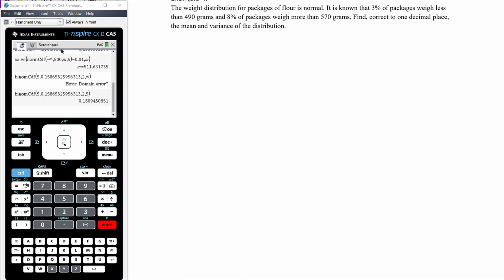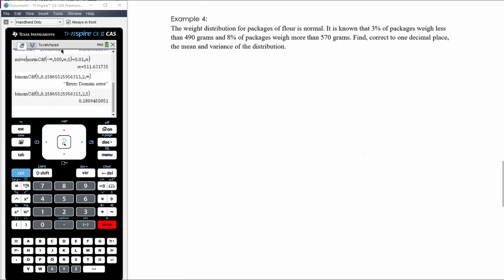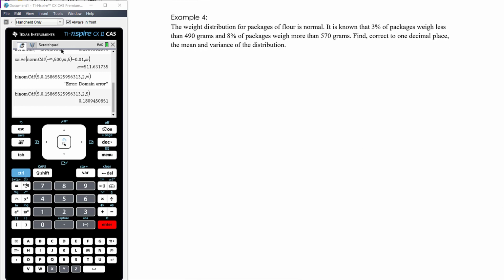Okay, example 4, I think this might be our final one. The weight distribution for packages of flour is normal. It is known that 3% of packages weigh less than 490 grams and 8% of packages weigh more than 570 grams. Find correct to 1 decimal place the mean and variance of the distribution. So be careful that we want variance, not standard deviation. So we'll need to do just one little step at the end. Okay, so let's have again, W be the weight of a packet of flour.